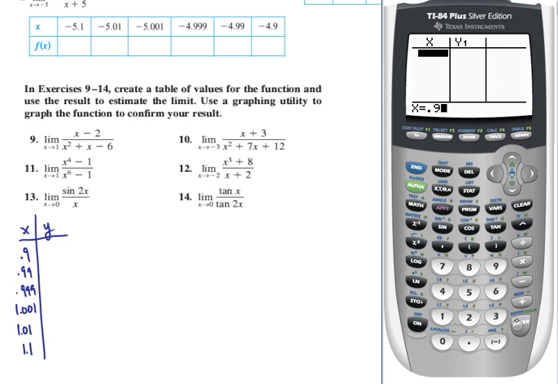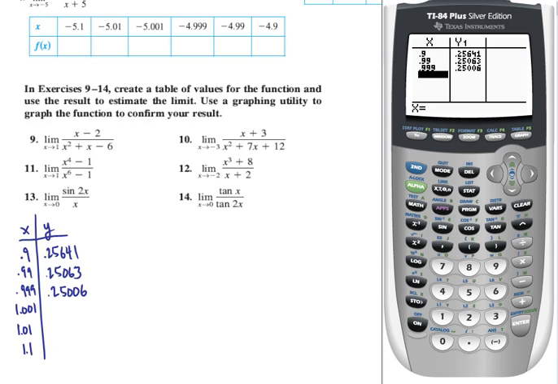0.9, 0.99, 0.999. And so we got the values 0.25641, 0.25063, 0.25006. So it appears that the value that we're approaching is 0.25.